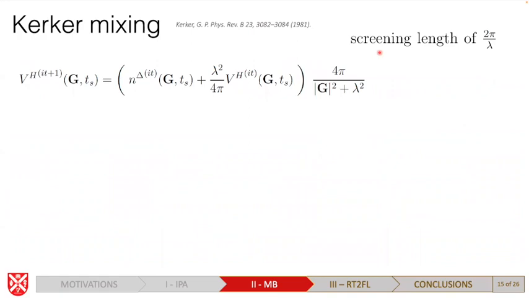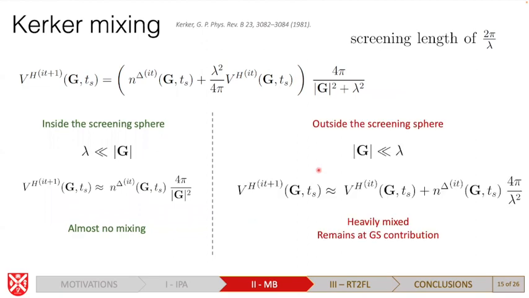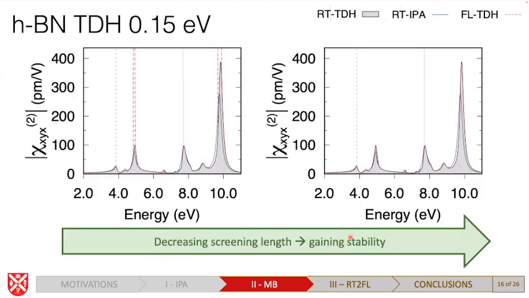Effectively, it introduces a screening length in such a way that inside some screening sphere defined by this length, you have almost no mixing, and these components of the Hartree potential are obtained as normal with the Poisson equation in G space. Outside the sphere, these long-range contributions will be heavily mixed, and therefore will move more slowly through iterations and remain close to the ground state value. So this brings stability into our calculations, as we can see here. For example, boron nitride at the TD Hartree level. In this direction, we're decreasing the screening length, and we go from a situation where we cannot mitigate these divergences to a situation where we can.